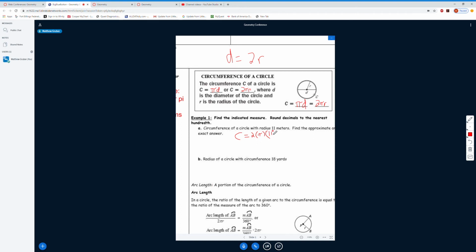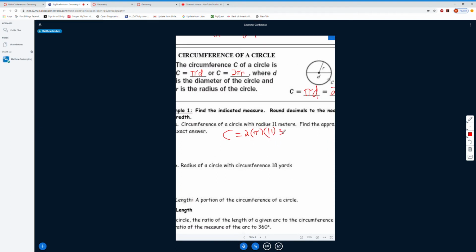Since it's multiplication, the order doesn't matter, I can multiply the whole numbers first. 2 times 11 is 22 pi. So that's actually our exact answer right there. The circumference is 22 pi meters. Or if I'm going to get an approximate solution, I'm going to type in my calculator 22 times, instead of pi, I'm going to substitute 3.14. Anytime we're going to get a rounded decimal answer, we replace pi with 3.14. And then we'll get about 69.08 meters.